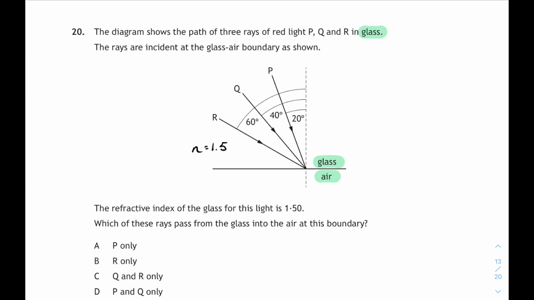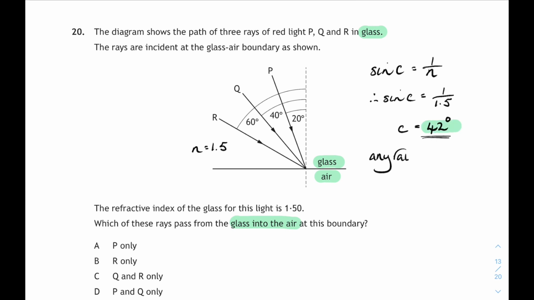Which of these rays will pass from the glass into the air at this boundary? In other words, which ones will be refracted out? Or more importantly, which ones will be totally internally reflected back in? And to figure that out, we need to know the critical angle of the glass. There's the relationship to find the critical angle. It's 1 over 1.5 and then shift sign. And that will give you an answer on your calculator equal to 42 degrees. That's the critical angle for the glass.